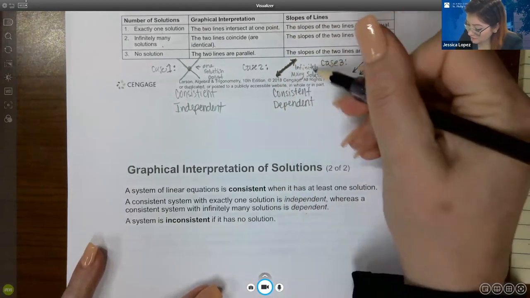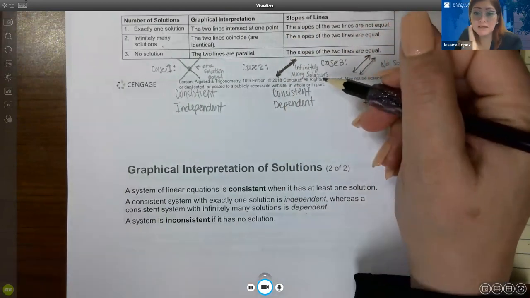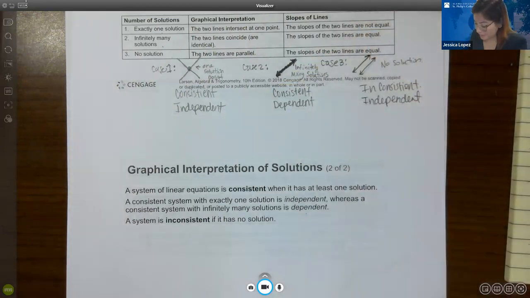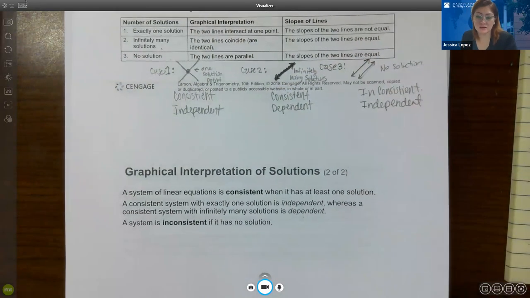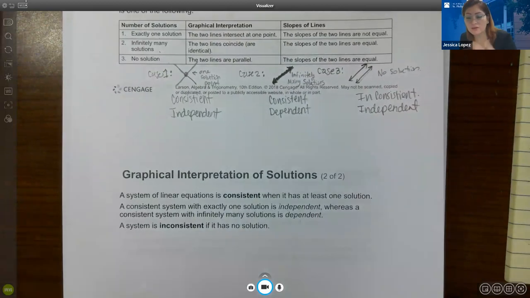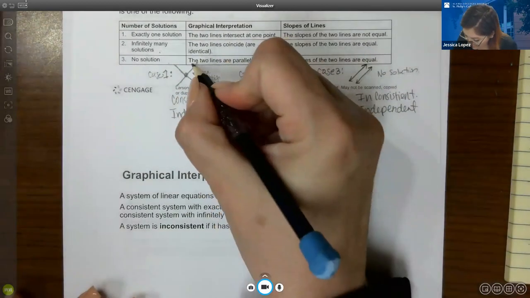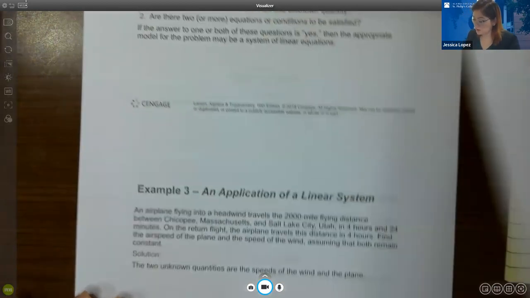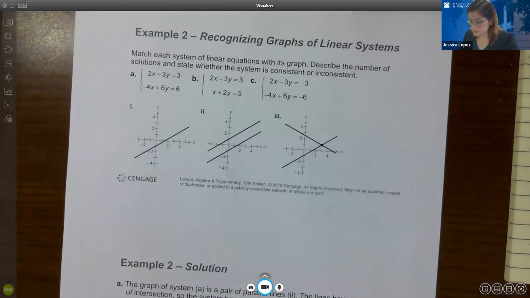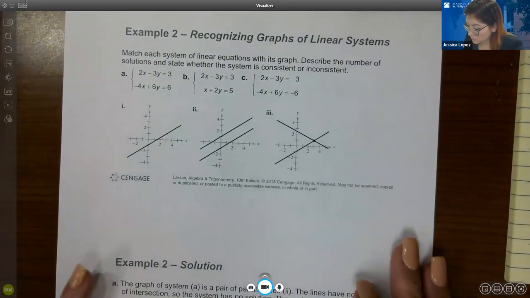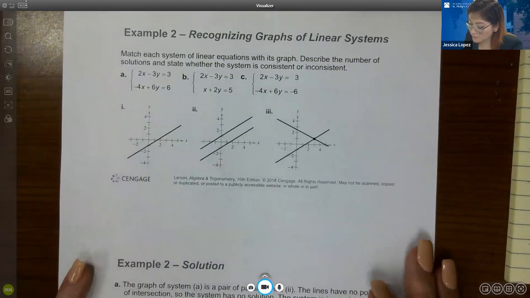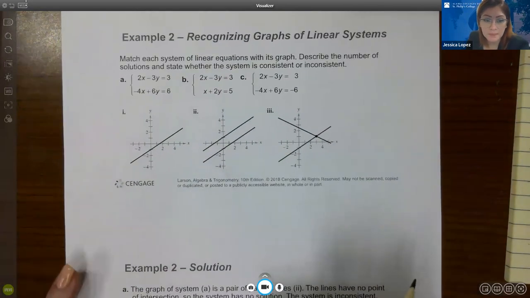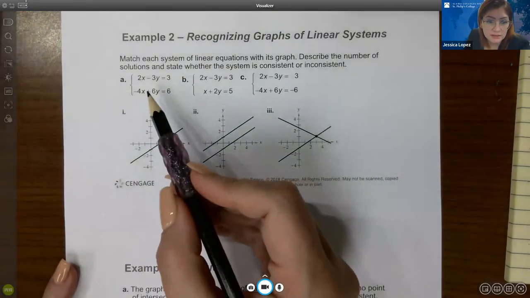Because yes, I do have infinitely many solutions, but they all depend on the equation of this line. So those are the words that you will see, and they'll ask you to label them this or that. Let me just be consistent and put arrows on everything. Okay. So we have here, it says, match each system of linear equations with its graph. Describe the number of solutions and state whether the system is consistent or inconsistent. So let's look at these.